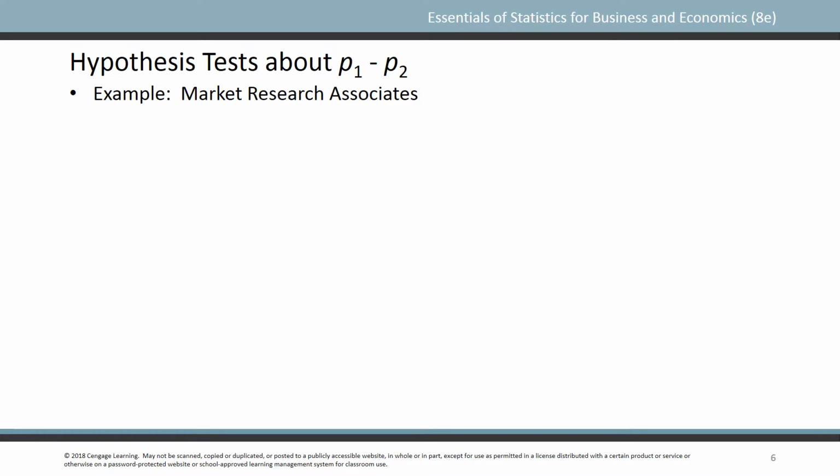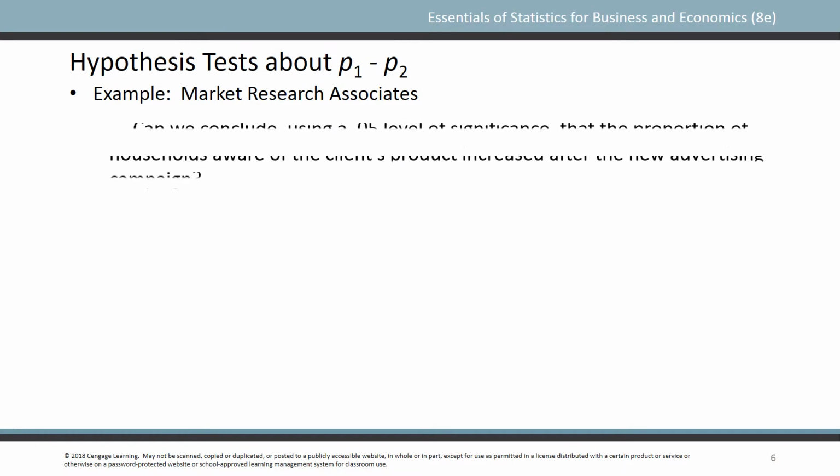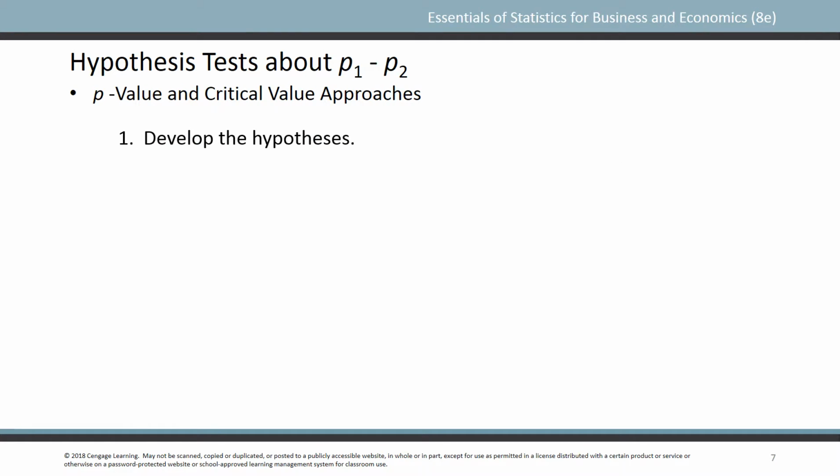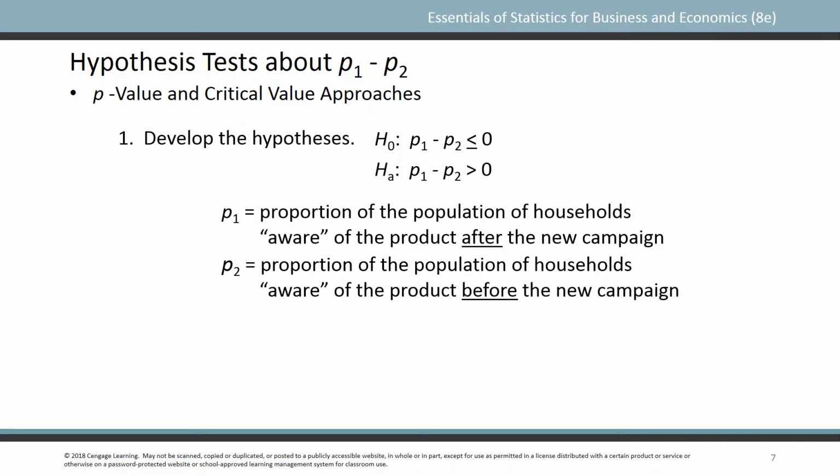For example, we will consider a change in proportion before and after using a 0.05 level of Z. We set the alternative hypothesis first because we are trying to prove that proportion 1 is greater than proportion 2. Therefore, the alternative hypothesis is P1 minus P2 is greater than 0. The null hypothesis is the opposite of that.